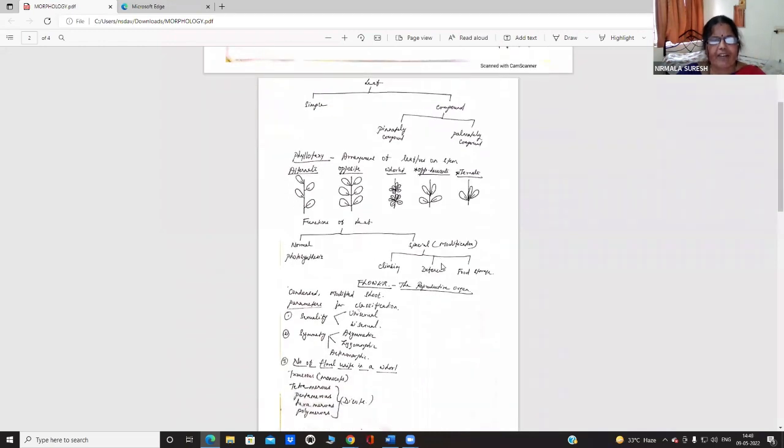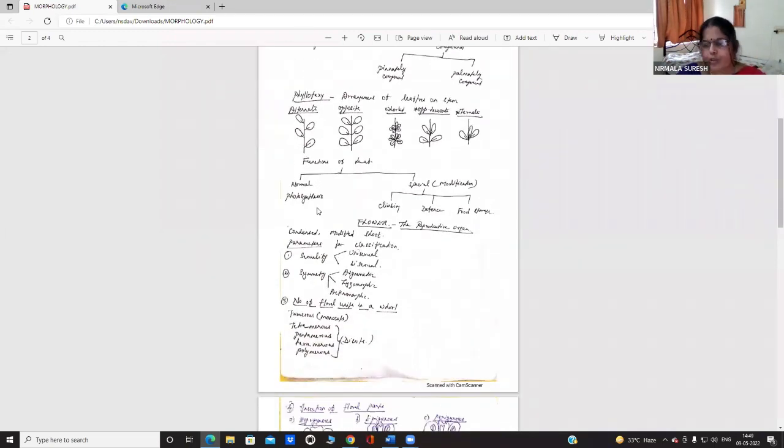Then functions of the leaf. The normal function is photosynthesis. Because the leaves are green in color, they possess chlorophyll and produce food for the plant. Special functions are called modification. Any organ, whether it is a leaf, a stem or a root, when it does some function other than the normal functions, it is called modification. Mostly modifications are adaptations. Adaptations help the plant to survive even in a very unfriendly, hostile habitat.